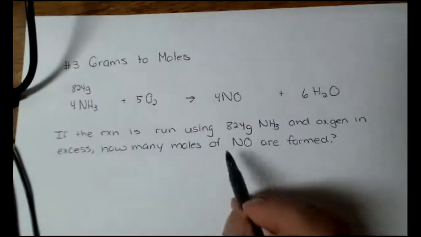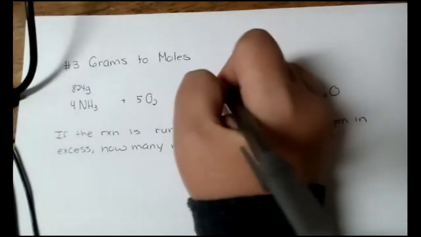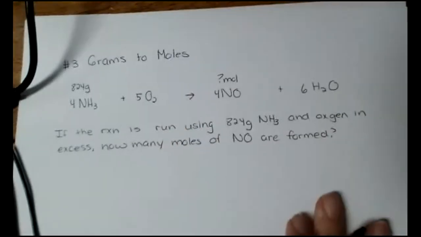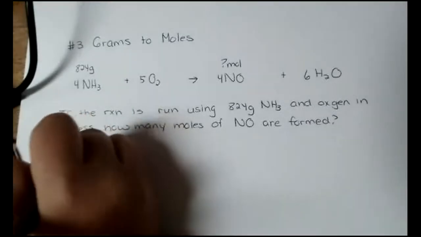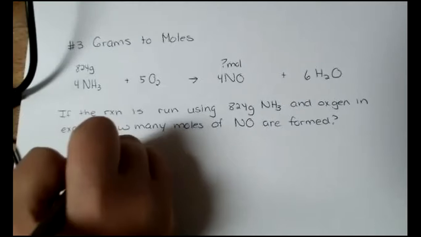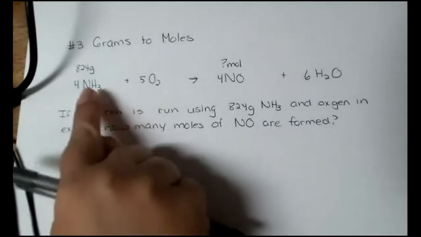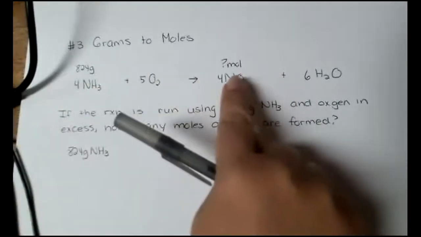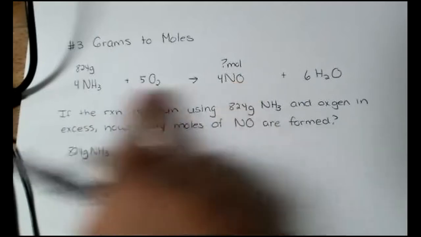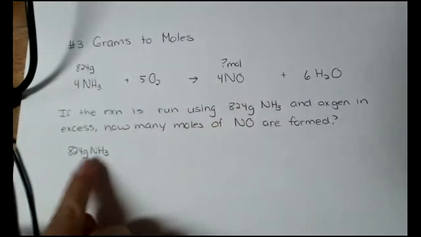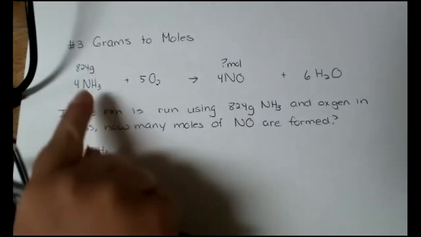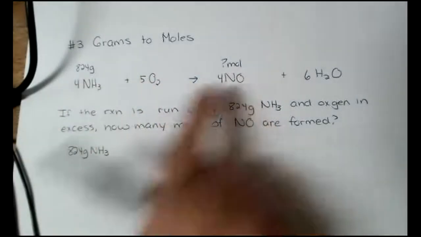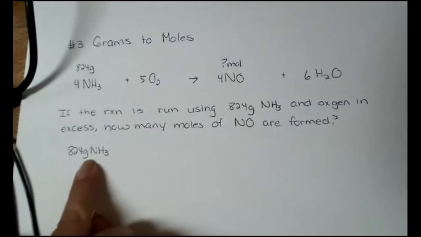Okay, and then they want to know how many moles of NO are formed. So here's our unknown moles right there. Just like before, we are going to start with our given 824 grams of NH3, and I'm going from grams of ammonia to nitrogen monoxide. Normally I would do a mole ratio, but notice I don't have a mole here to cancel out. So before I can use my mole ratio, I've got to convert these grams to moles.